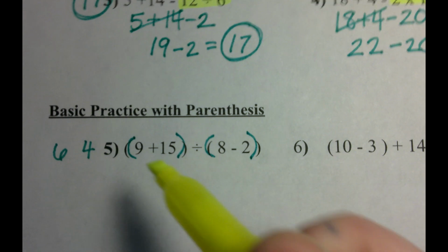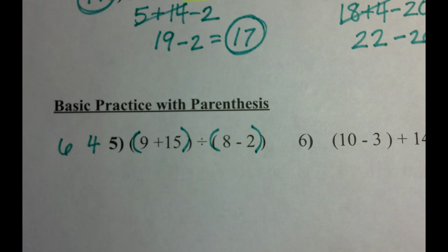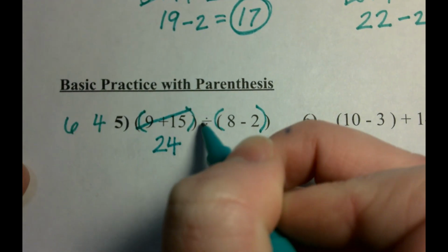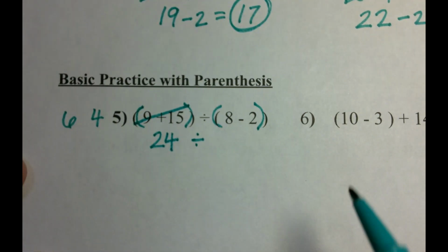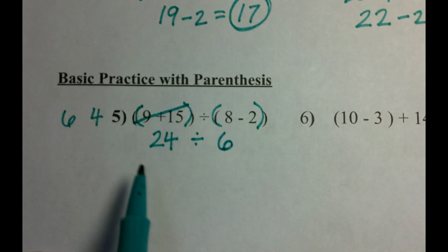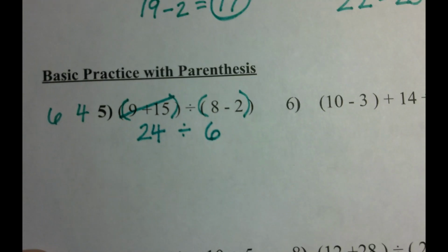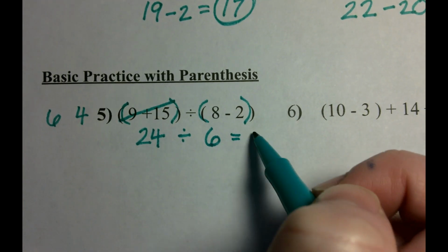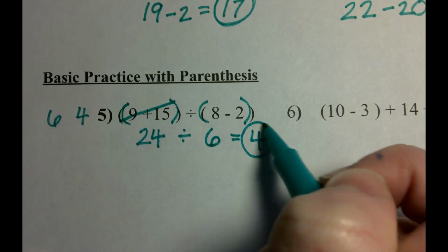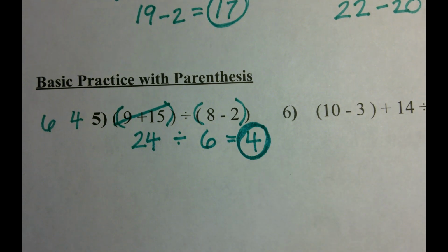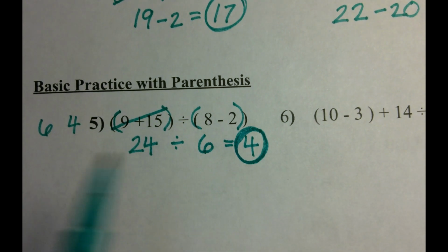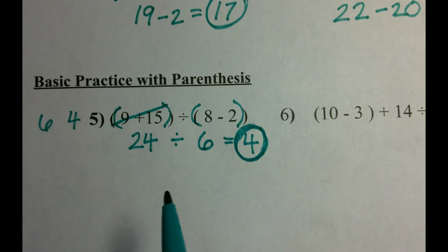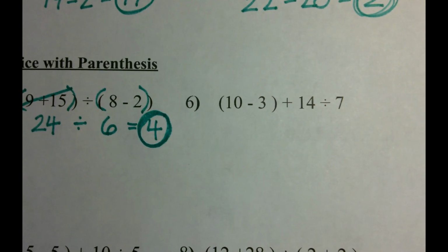So what is 9 plus 15? 24. Okay, let's write that. 9 plus 15 is 24. Bring down that division sign. 8 minus 2 is 6. Now, what's 24 divided by 6? 4. Equals 4. 6 times 4 is 24 if you look at that. Okay. Do you see how it's 4 instead of 6? Okay, awesome. Any questions on 5? Okay, let's go to number 6.